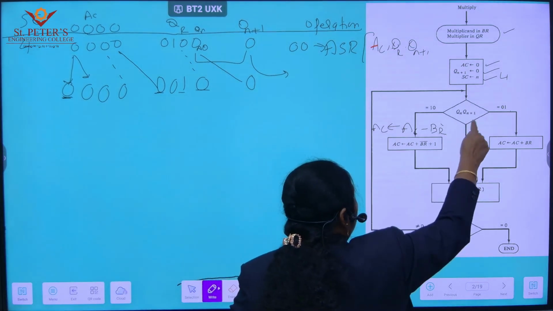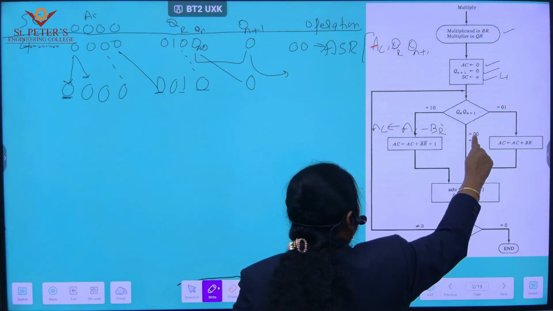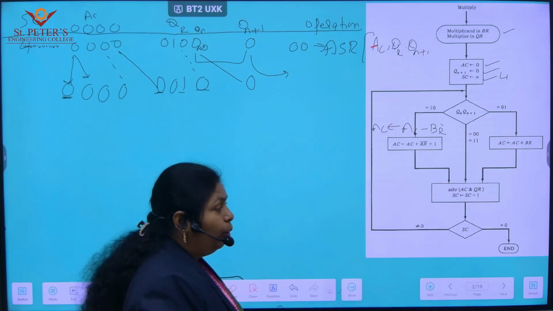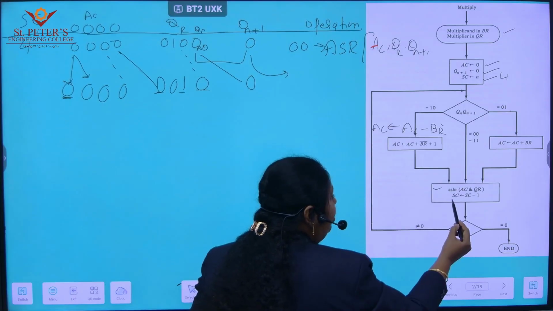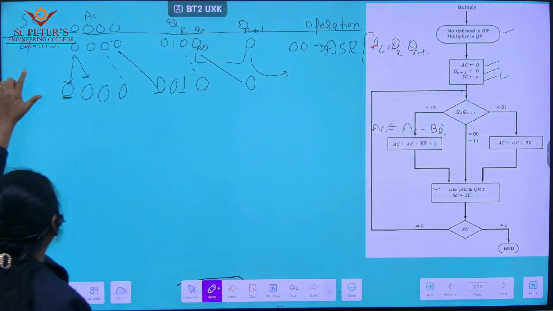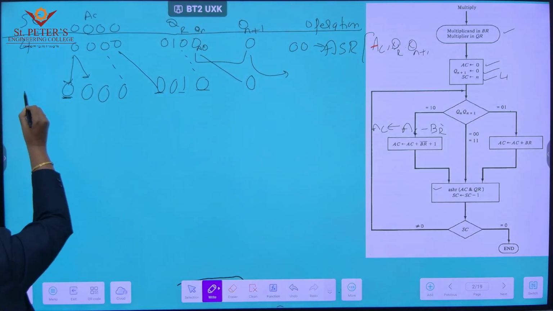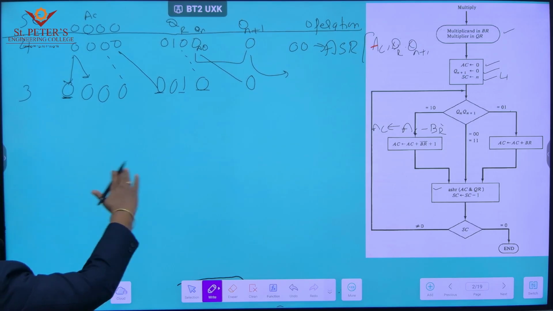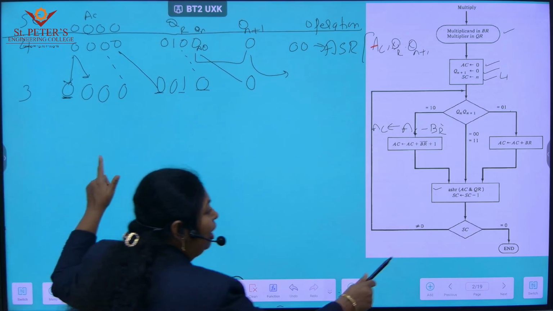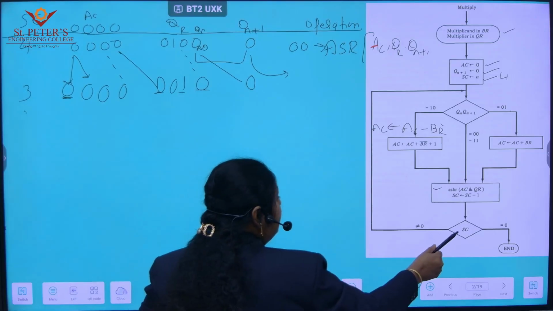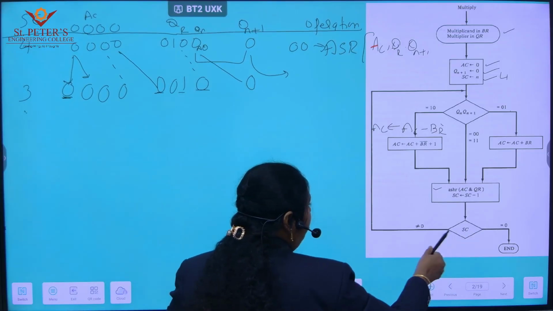So we inspected Qn and Qn plus 1, and because we got the combination 0, 0, we performed an arithmetic right shift. Once it is done, the next operation is to decrement the sequence counter. The value of the sequence counter is now 3. This completes one set of operations. Again we check the sequence counter. It is 3, not 0, so we have to go back.